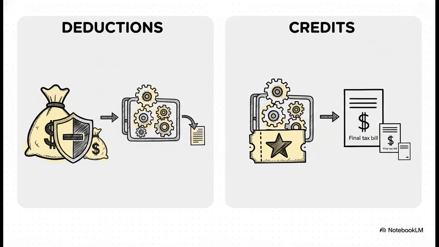A deduction lowers your taxable income. It shrinks the amount of money the government can tax in the first place. A credit, on the other hand, is way more powerful. It's a dollar-for-dollar discount off your final tax bill.